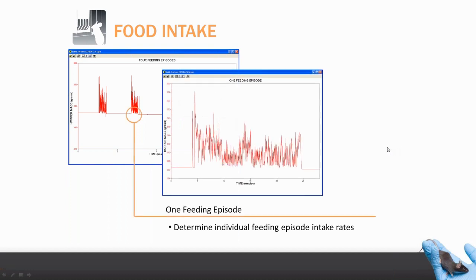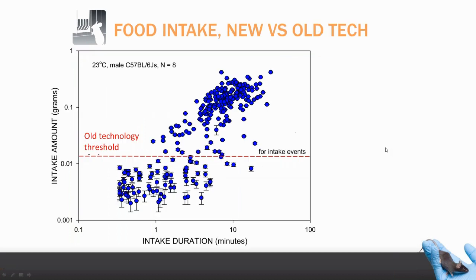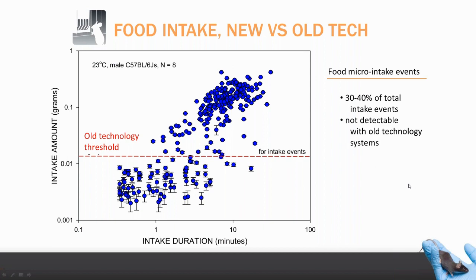This is a blow up of one particular feeding episode. You can also quantify the exact amount of force that the animal exerted. Nice thing about the food intake is that we have very, very high resolution. We can measure reasonably confidently a food intake event down around 2 milligrams. And the older systems out there can only manage maybe 10 to 15 milligrams as the minimum. And it turns out that these micro intake events, as we call them, account for about 30 or 40% of total intake events, and they're simply invisible to the old systems.